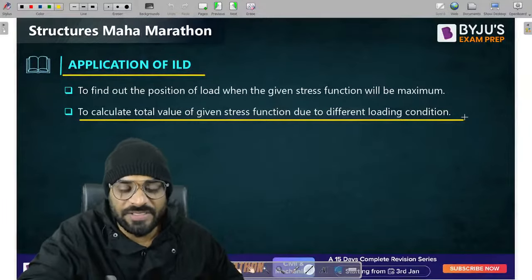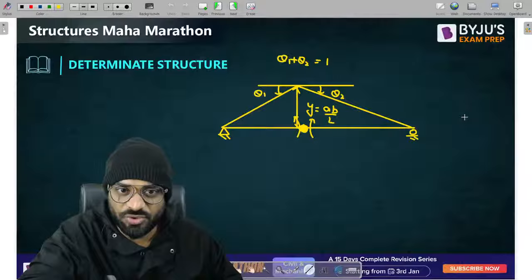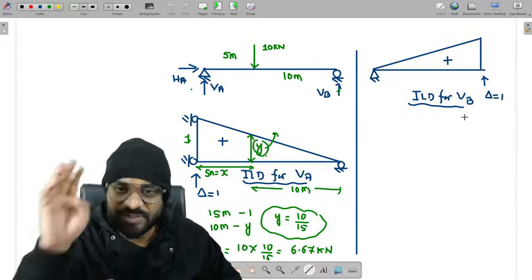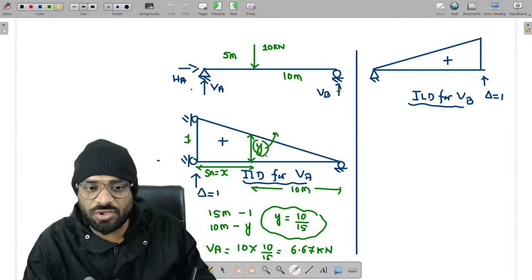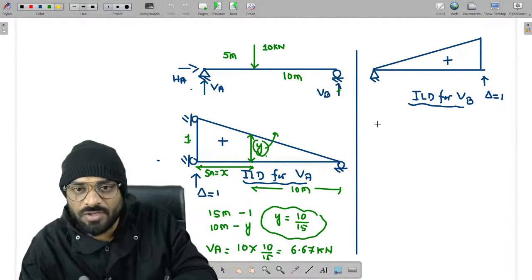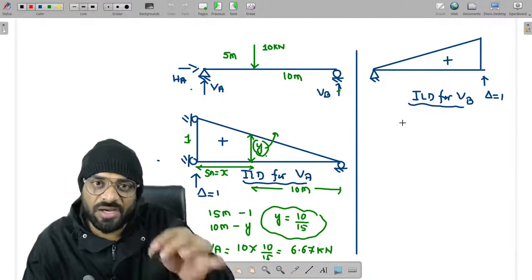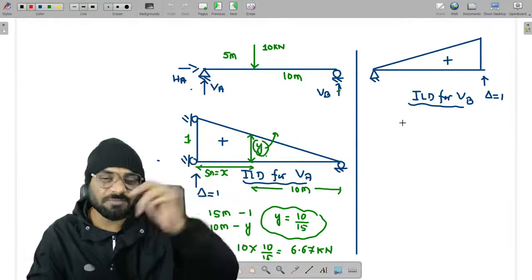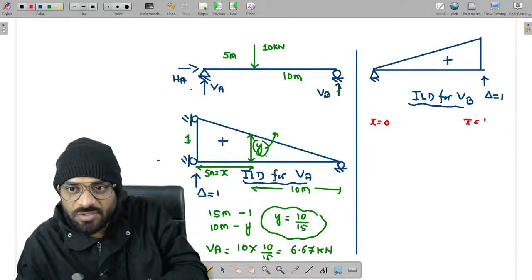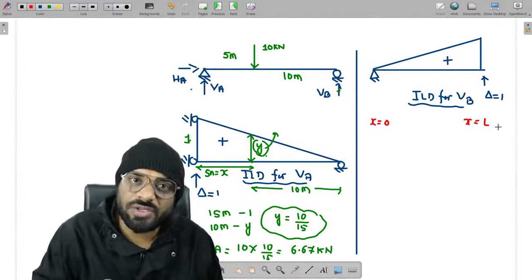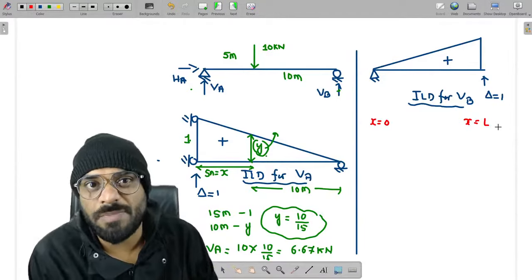Okay. Now listen guys, let me ask you one question. Guys, if you see the ILD of a structure, let me show you that. Let us suppose this is VB. Now anyone who can tell me, guys, what should be the location of our unit load so that the value of VB is maximum? That is my question. This is x is equal to 0 and this one is x is equal to L. Tell me guys, where you will put your unit load so that the value of VB is maximum?